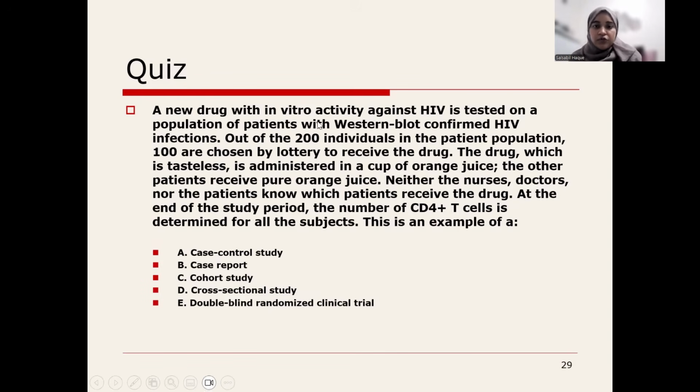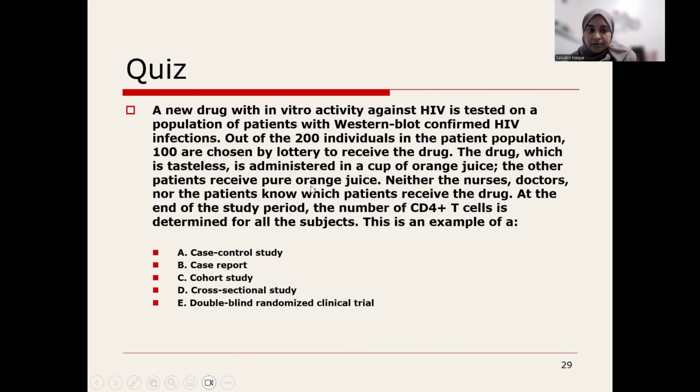So, new drug, in vitro activity against HIV. Out of the 200 individuals, 100 are chosen in a lottery to receive the drug. The drug, which is tasteless, is administered in a cup, and the other patient receives pure orange juice, and so on. This is an example of a double-blind randomized control trial, for sure. Because neither the doctors, nurses, nor the patients know which patients have received the drug. So this is double-blinded.